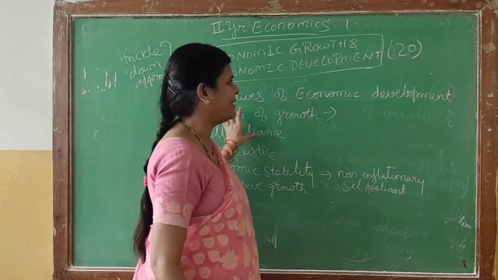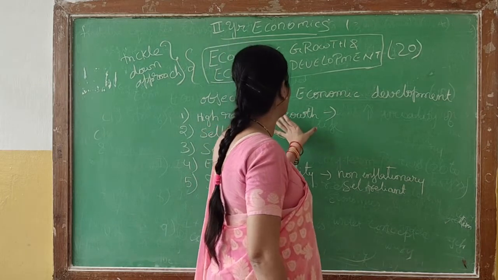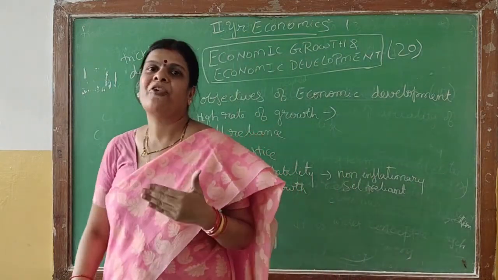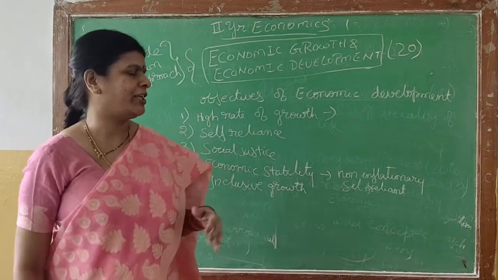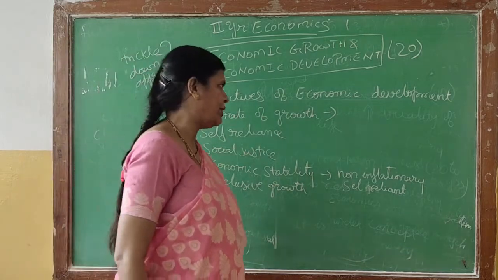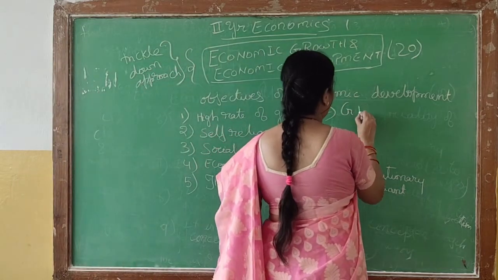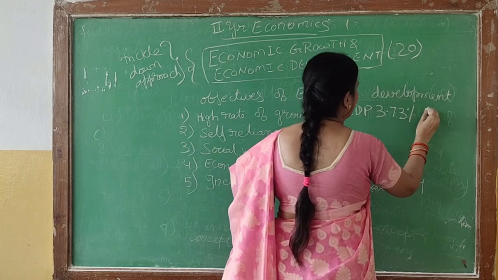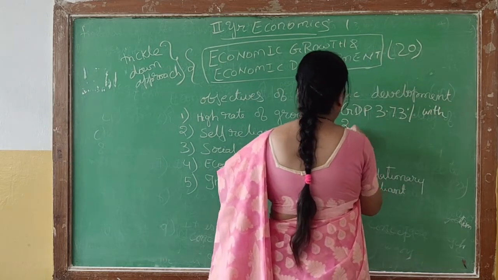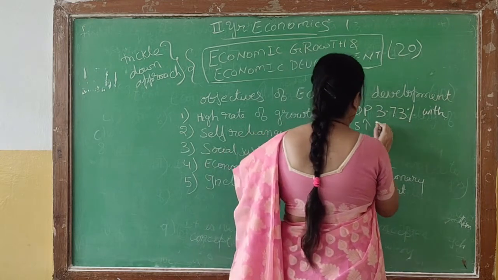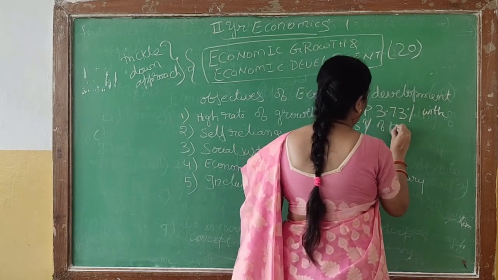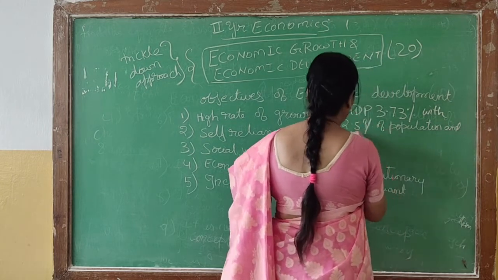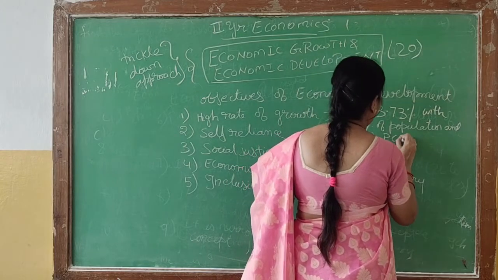So this started in India. This concept of increasing growth, increasing GDP, national income has started with 5-year plans, the introduction of 5-year plans. Before the planning era, the GDP growth was only 3.73% with 2.5% growth of population and 1% growth of per capita income.